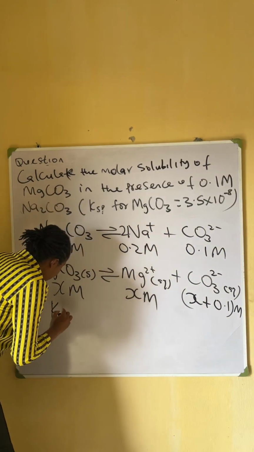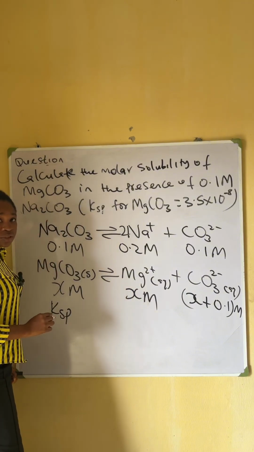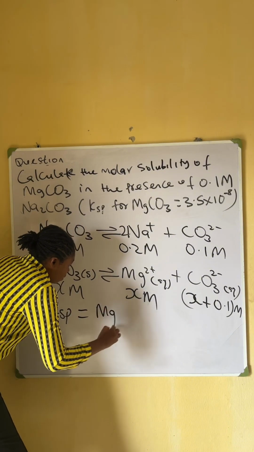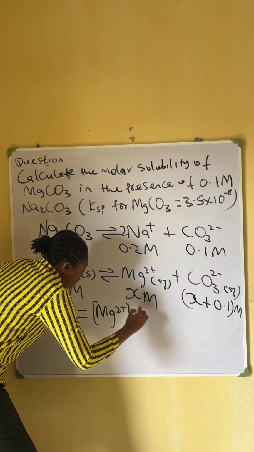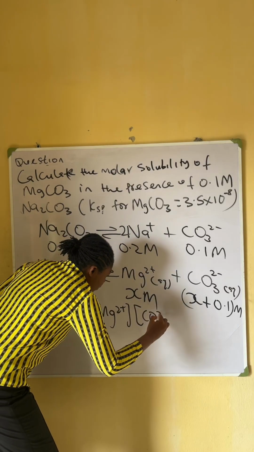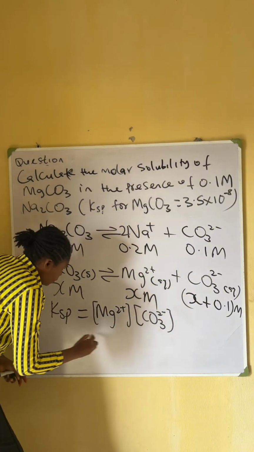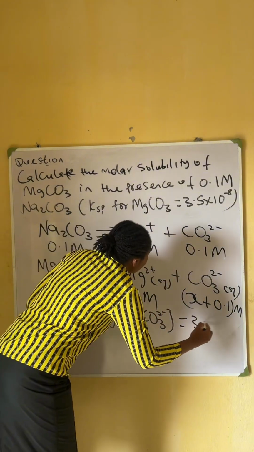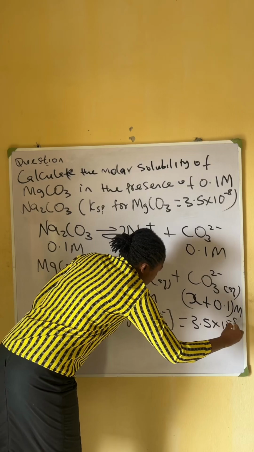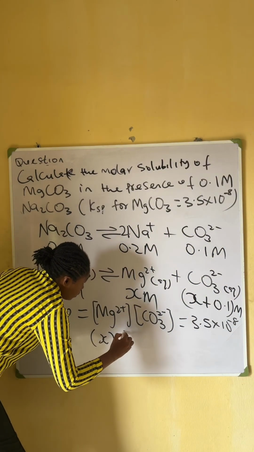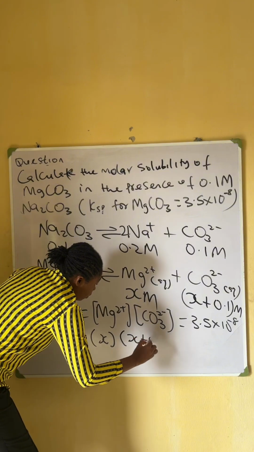Write the equilibrium solubility product constant for magnesium carbonate. So we have magnesium ion times carbonate ion. I'm going to substitute this concentration into this equation. And the Ksp value is 3.5 times 10 to the power minus 8. So substitute the value: X times X plus 0.1.